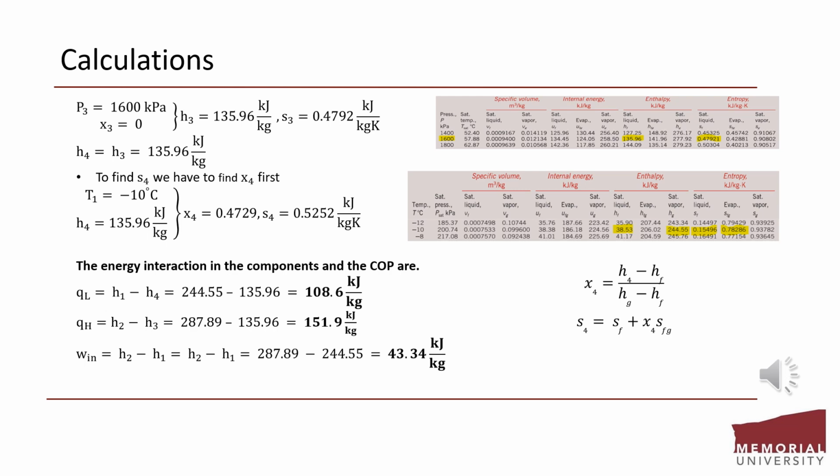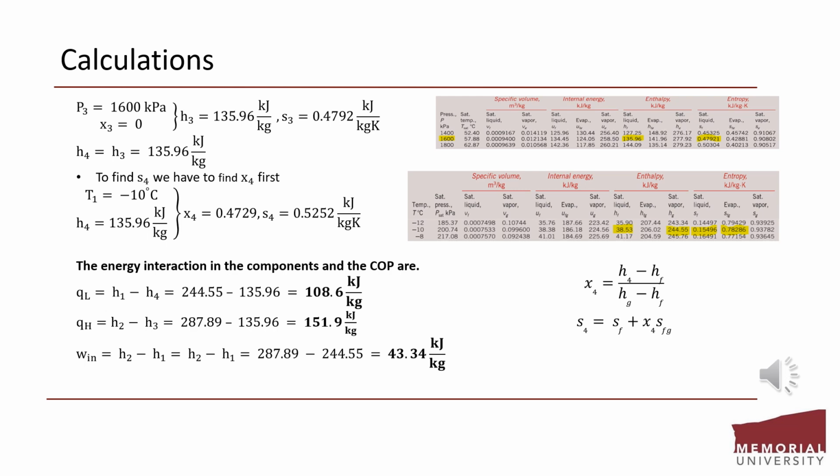Now at state 3, at a pressure of 1600 kilopascal, we can get the entropy and enthalpy from the given table. As we know, the enthalpy at state 3 and state 4 will be the same. Now to find the entropy at state 4, we have to first calculate the quality of steam. We can find the quality from the given equation. After calculating, we get the entropy at state 4 of 0.5252 kJ per kilogram Kelvin.